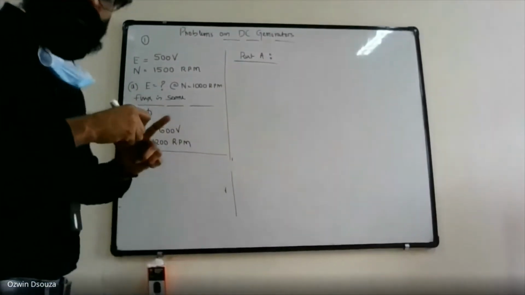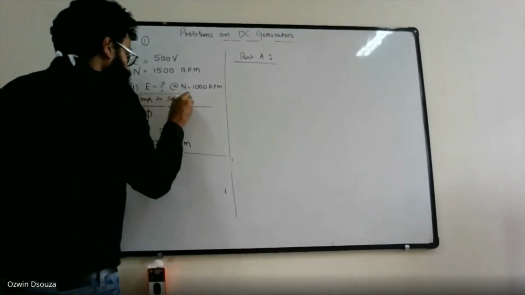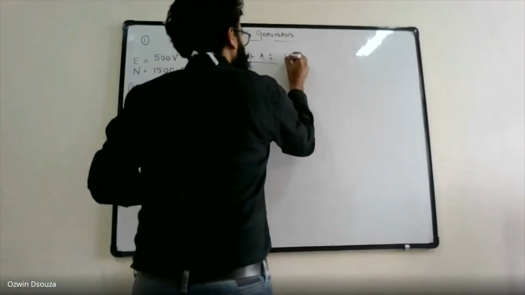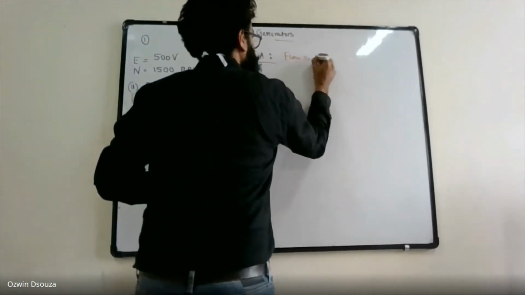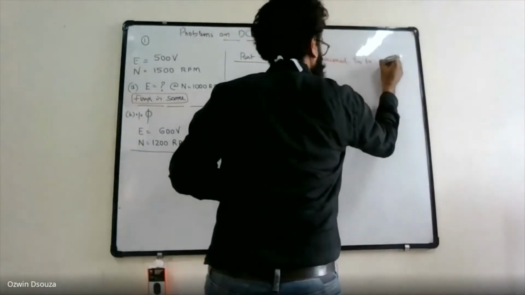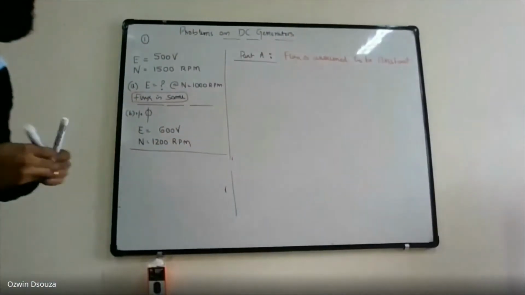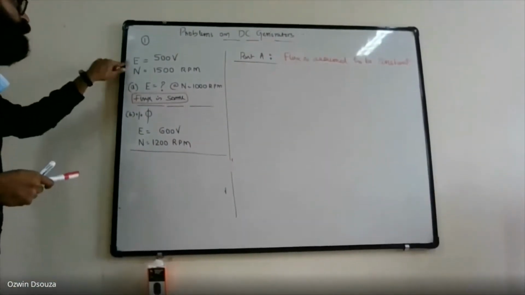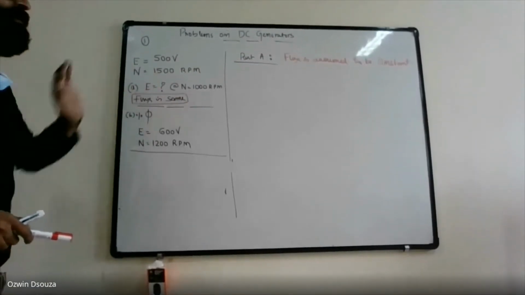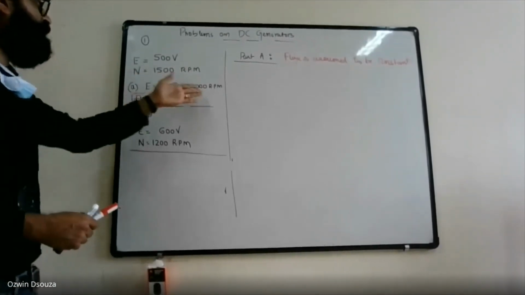So in part A, as you can clearly observe, you are supposed to consider flux as constant. So let us write: flux is assumed to be constant. Alright. And you have one EMF which is 500, and you have one speed value which is 1500 RPM. And you need to determine different EMF at different speed.